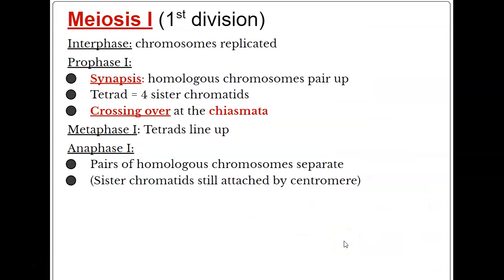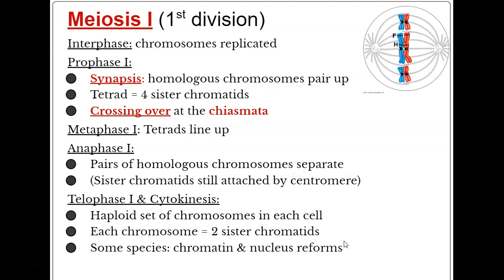They still have the same names as in mitosis. There's prophase, metaphase, anaphase, and telophase. There is still cytokinesis because cells are dividing as well, but they're given 1 or 2. So meiosis 1 is the first division.